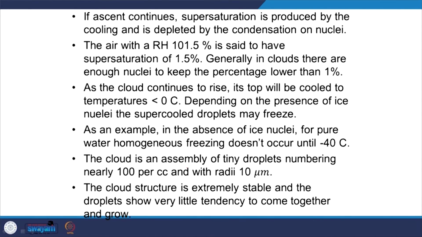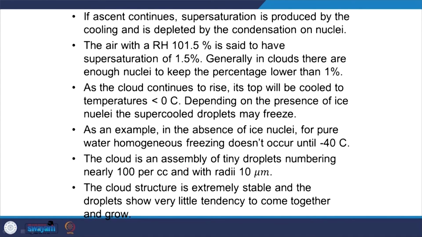As the cloud continues to rise, its top will be cooled to temperatures below 0 degrees Celsius, because we have seen in the troposphere what the lapse rate is, and starting from, let us say, 28 or 20 degrees Celsius on the ground, the temperature reduces to 0 degrees soon. So, depending on the presence of ice nuclei, the supercooled droplets may freeze, because if the temperatures are below the freezing point, there will be a phase transition from vapor to solid phase, resulting in the formation of ice crystals. As an example, in the absence of ice nuclei, for pure water, homogeneous freezing does not occur until minus 40 degrees.